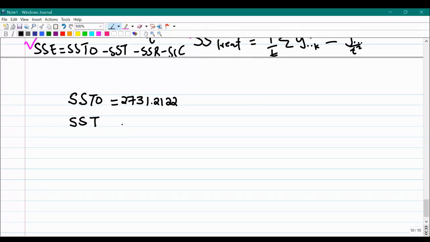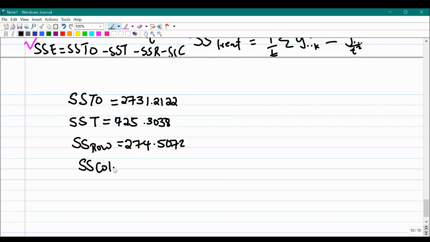SS treatment. Let's go. So 725. Yes. 725.3038. SS column or row? SS row 274. 274.5072. Are we getting the same answers, guys? If Chris is wrong, please let's correct it now.